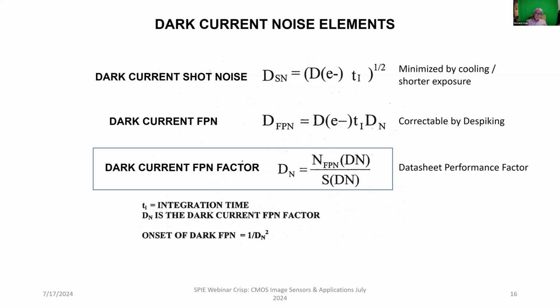And then there's this thing we call the D sub n, or dark current FPN factor. That's a datasheet parameter that you can look up on a lot of image sensor datasheets. But if you can't look it up, then you can actually measure it. And I'll talk briefly about how we can do that a little bit later on. But at any rate, it's a constant that we can multiply times time, and that'll tell us how much dark signal we get.